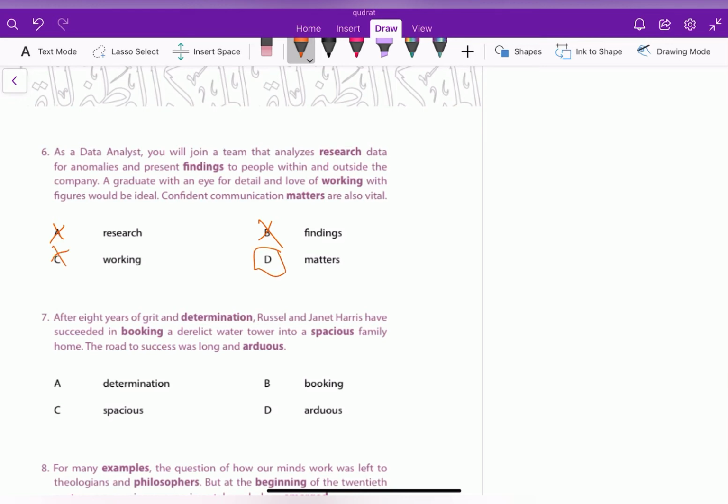Why? Because confident communication matters are also vital. That doesn't make sense. Why? Because they just said that they are vital, so why would you need to include matters? You're basically restating it twice in the same sentence, which is not something that's usually done.